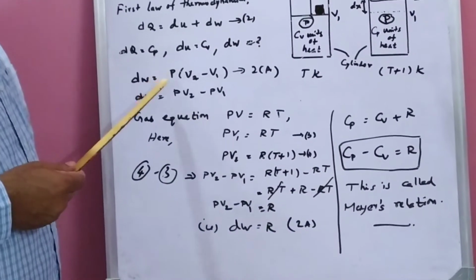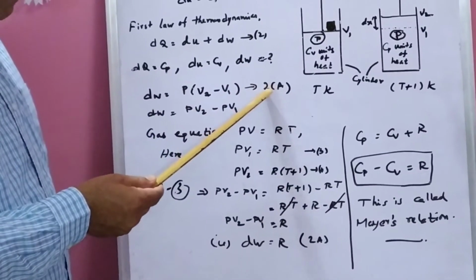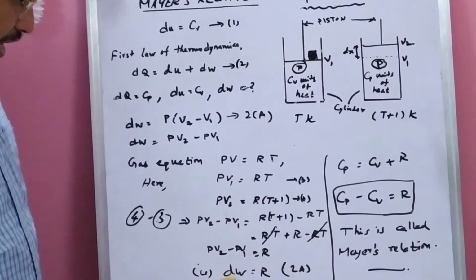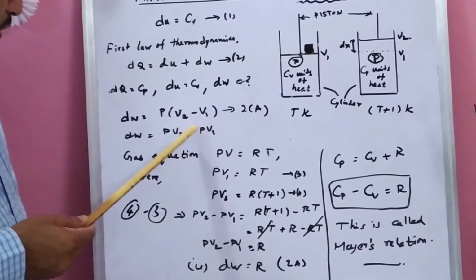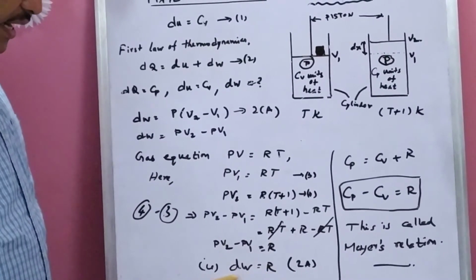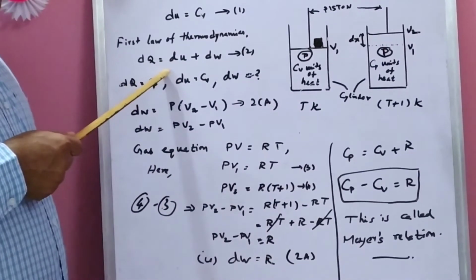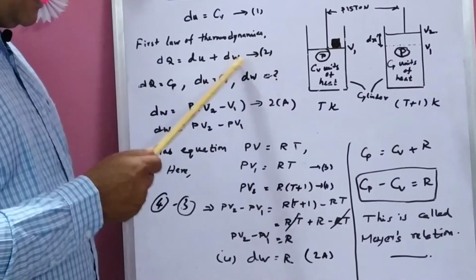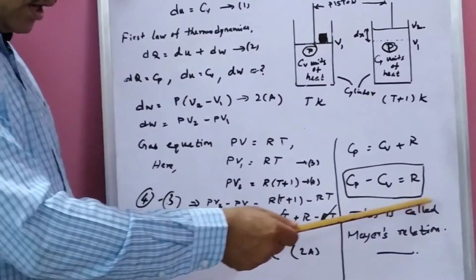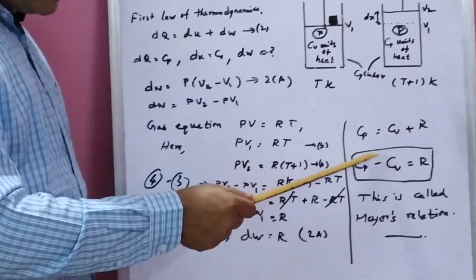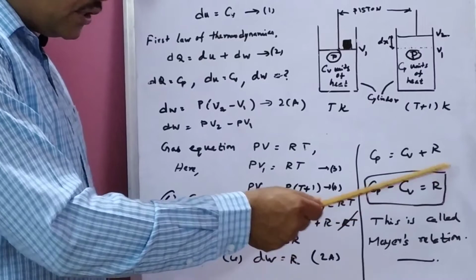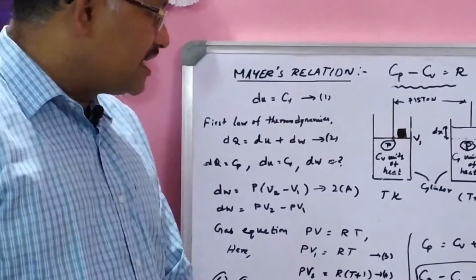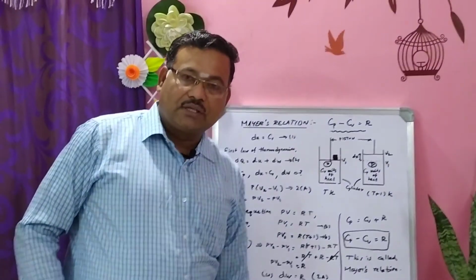So we already know from equation 2a that PV2 minus PV1 equals R. That means dW is equal to R, because PV2 minus PV1 is nothing but dW. So we are writing dW is equal to R. From this equation, dq means Cp, du means Cv, and dW is what we just found, R. So if Cv comes to this side, Cp minus Cv is equal to R. So we got Mayer's relation. This is how we simply derive Mayer's relation by using the first law of thermodynamics. Thank you very much.